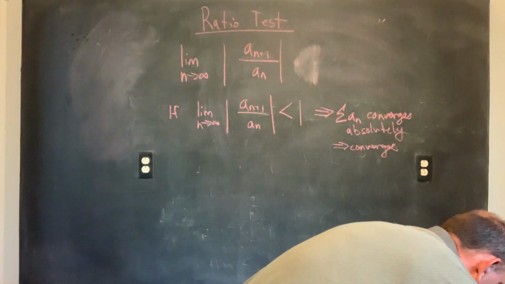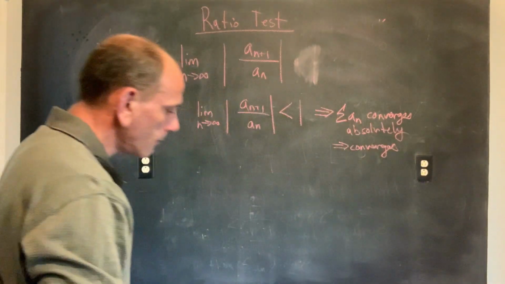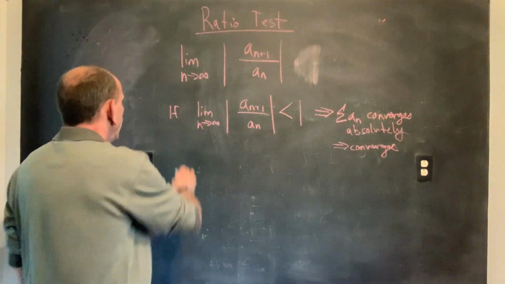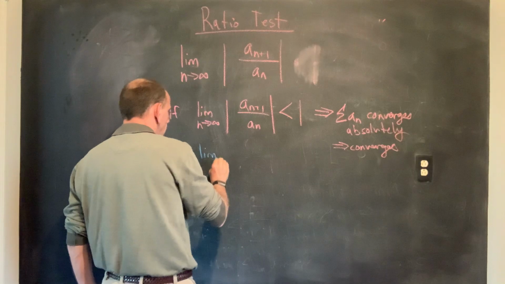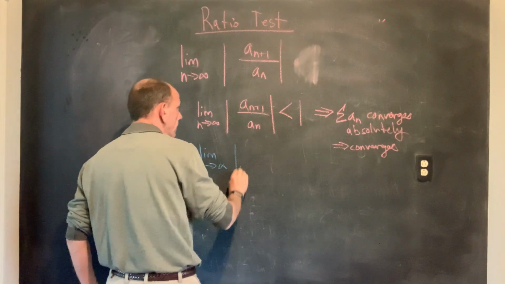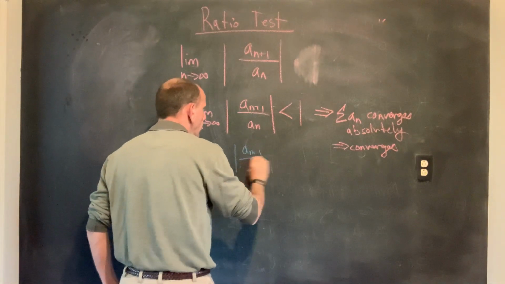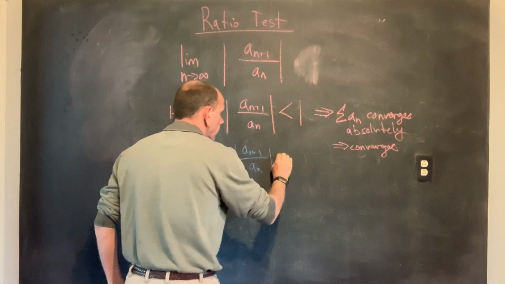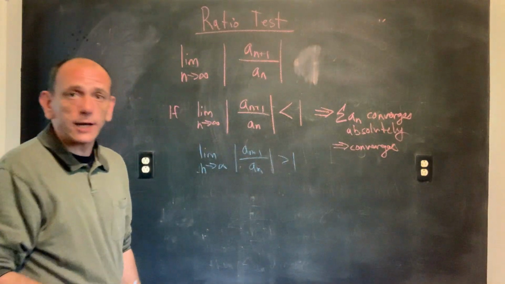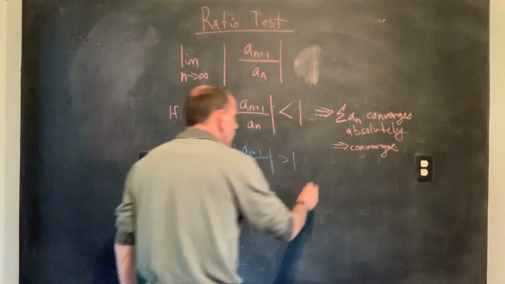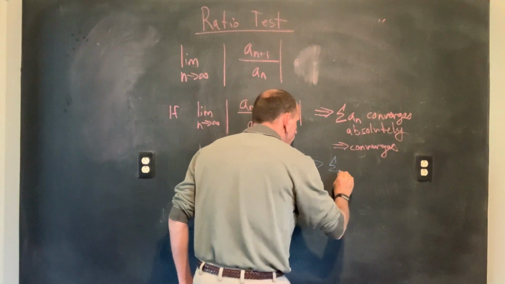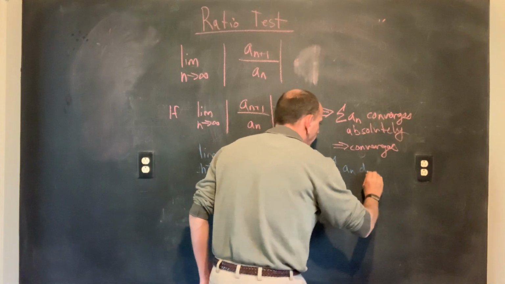I have a blue piece. Try blue. Okay, if this limit is greater than 1, if the limit as n goes to infinity of a sub n plus 1 over a sub n is greater than 1, or if it's infinity, which would be greater than 1, then the series a sub n diverges.